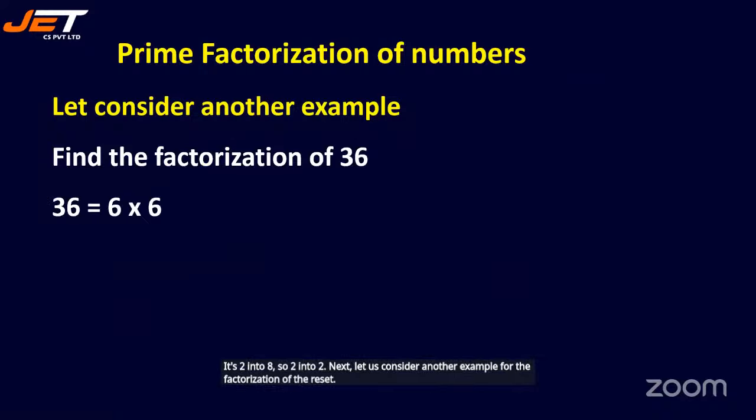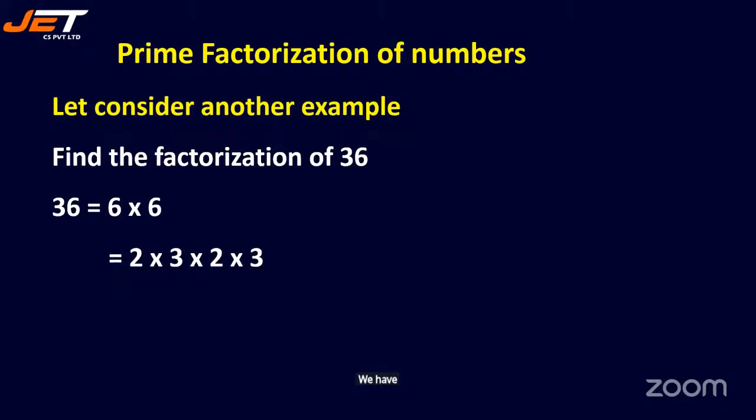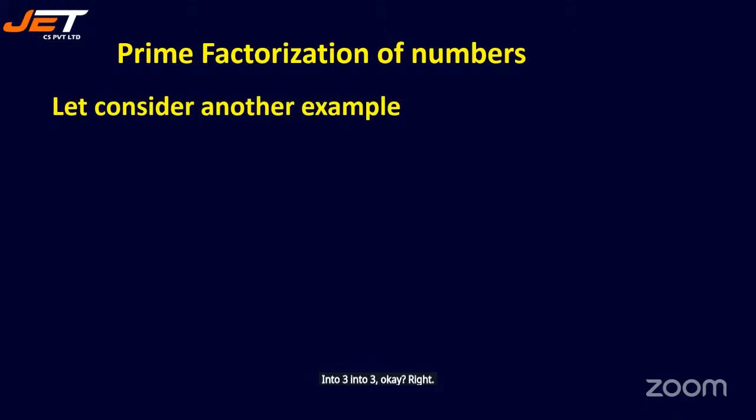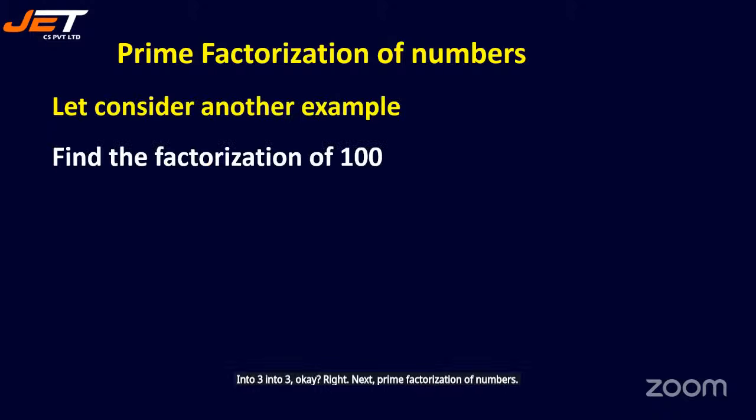We have 6 into 6. 6 you can write as 2 into 3, and again 6 you can write as 2 into 3. Putting it in ascending order, you get 2 into 2 into 3 into 3. Okay, next, prime factorization of numbers. Let's consider another example. Now find the factorization of 100.